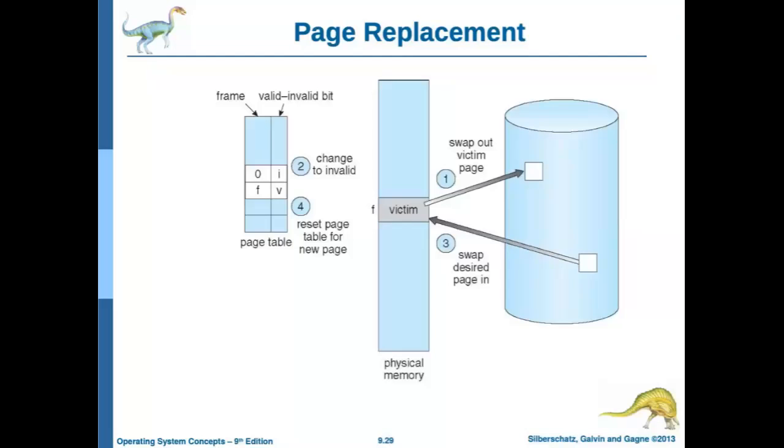Now the steps are important. Step number 1: the victim will be swapped out. Because that is swapped out, we need to modify its valid-invalid bit, because now it is not available there. Then whichever is the required page will be swapped in, and for that page again we modify the valid-invalid bit. Previously the desired page was not there, so its valid-invalid bit was set to I. Because now it is copied into physical memory, we need to modify it to V. That means it is valid.